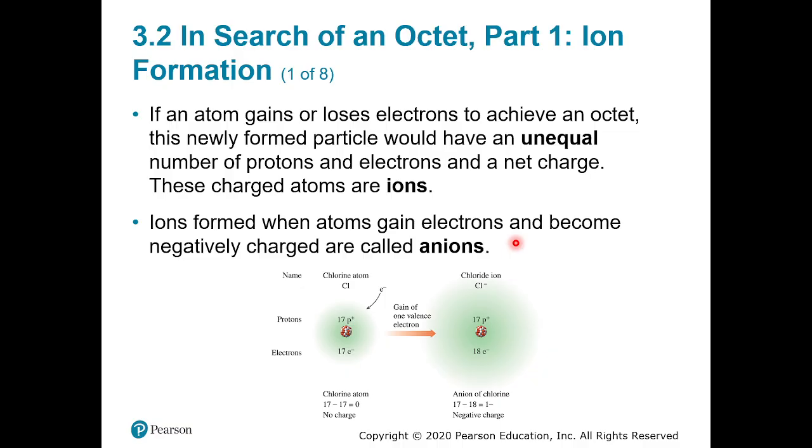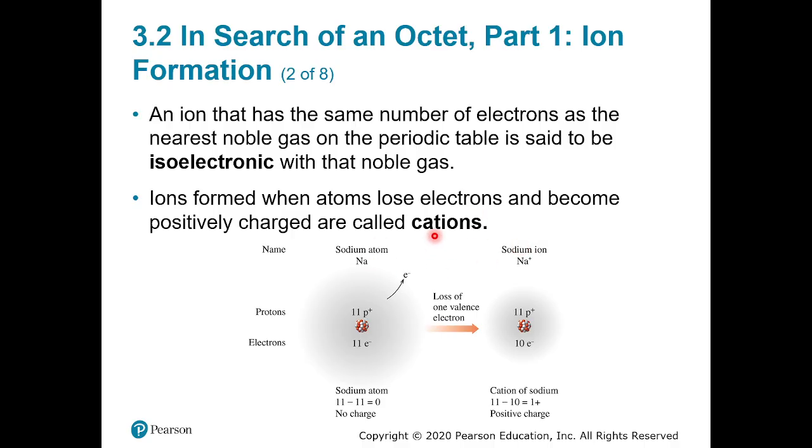Again, if we gain electrons, negative charge, anion. If we lose electrons, positive charge, cation. An easy way to remember that is cats are positive, ants are negative. So, cats are positive, cation; ants are negative, anion.